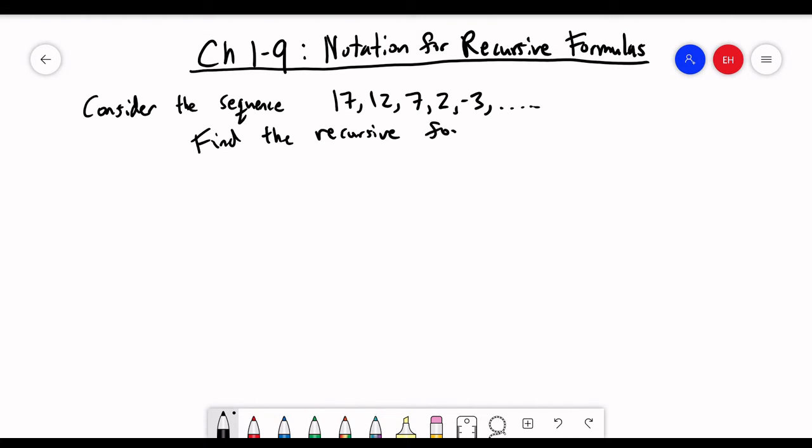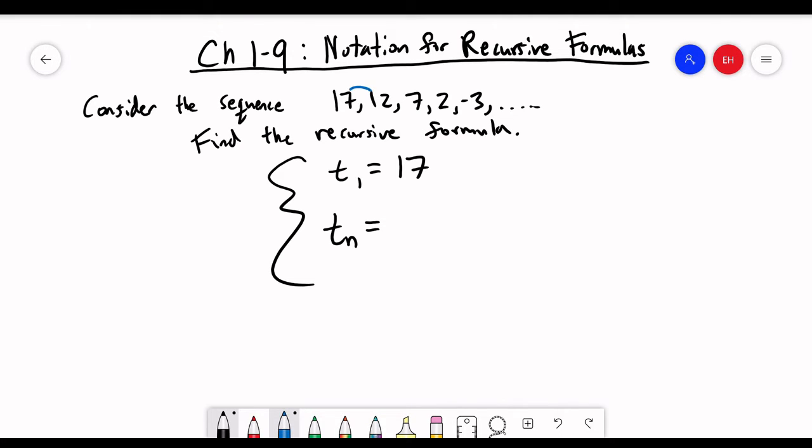So here we have a sequence, just a list of numbers that follows a pattern: 17, 12, 7, 2, -3. Find the recursive formula. Remember, for the recursive formula, we need two things. We need the first term, so T1 equals, just copy it down, 17. And then we need to tell how to get to the next term from the previous term.